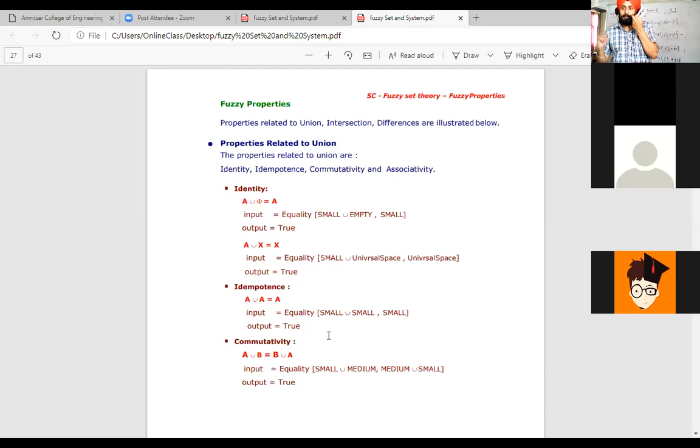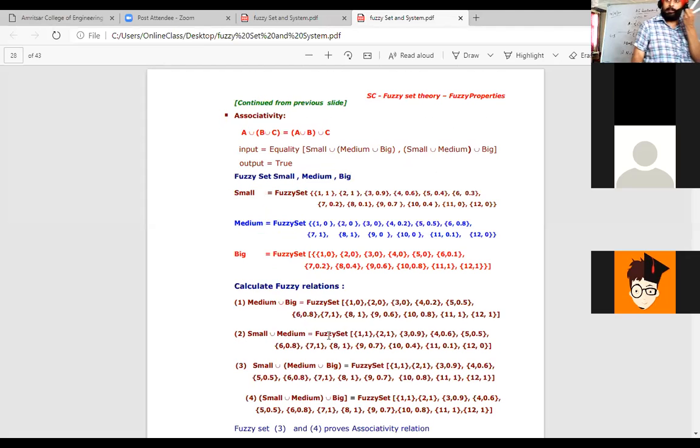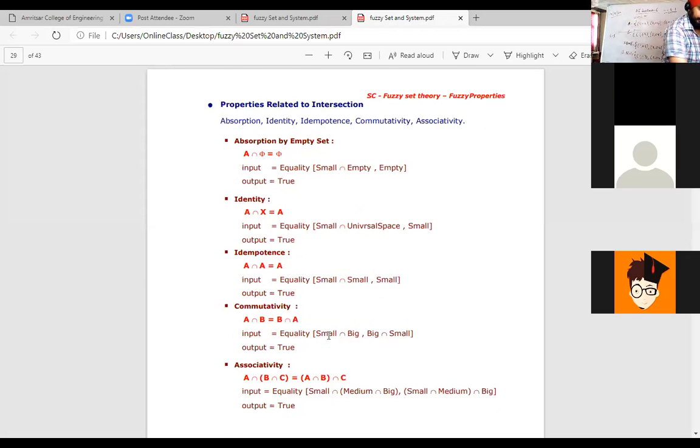A union phi is A. It is the identity property. You have to remember these properties, because a question comes: name some properties of fuzzy operations with examples. Associativity means (A union B) union C is A union (B union C). Those were the union properties.